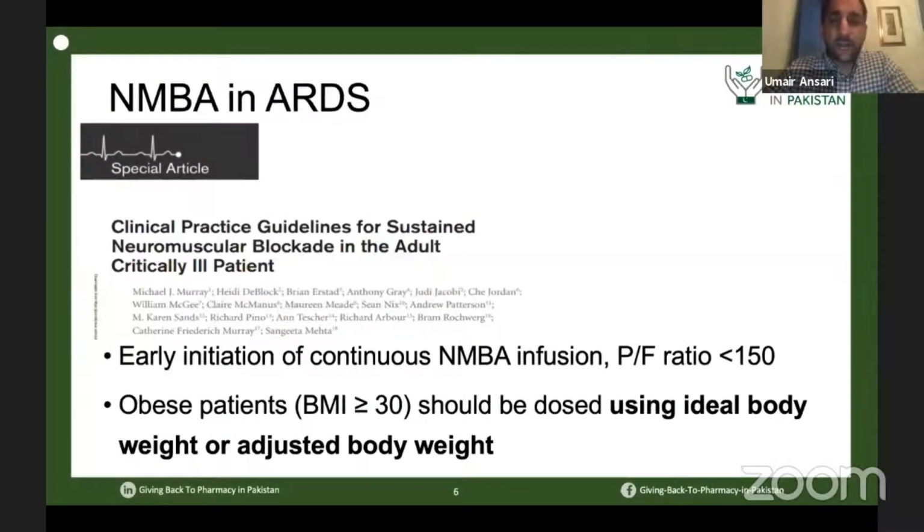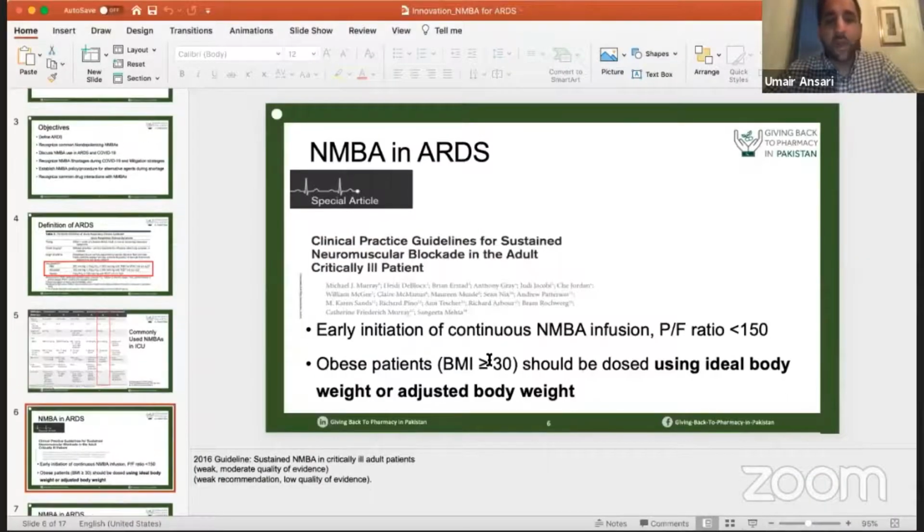So just to get into some of the evidence, briefly, NMBAs in ARDS. These guidelines basically mention the practice of using NMBAs in critically ill patients. They considered, in this reference, that early initiation of a continuous neuroblocker infusion in a patient with a P to F ratio less than 150 would benefit from this. However, this evidence was weak. The quality was weak. The recommendation was also weak.